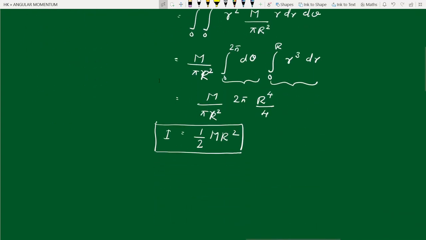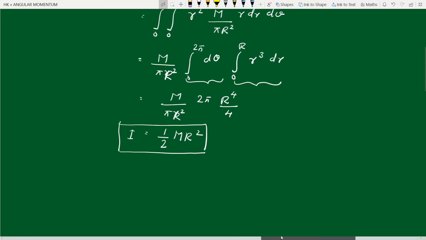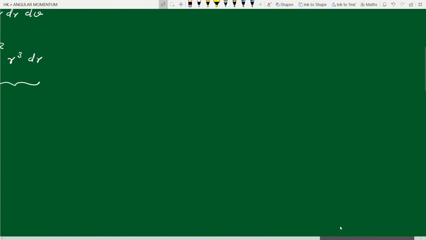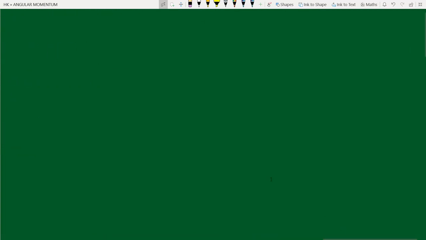You study these two methods in detail. We will need this in many areas of physics. These are two ways of calculating the same problem.